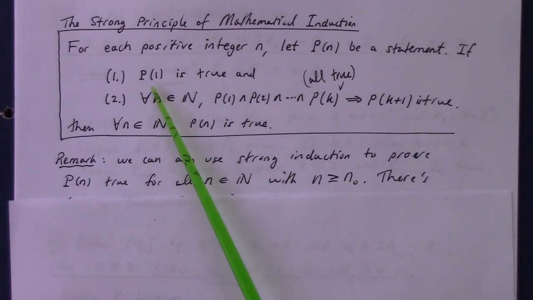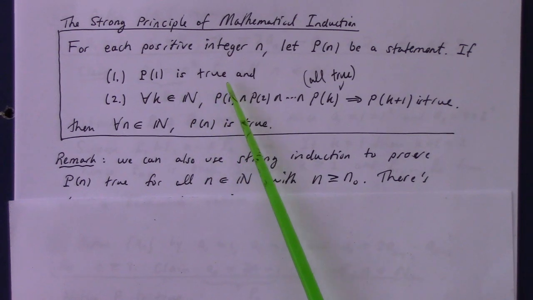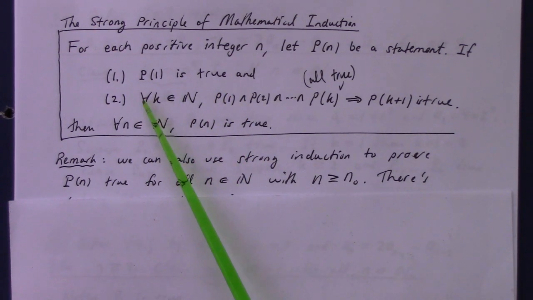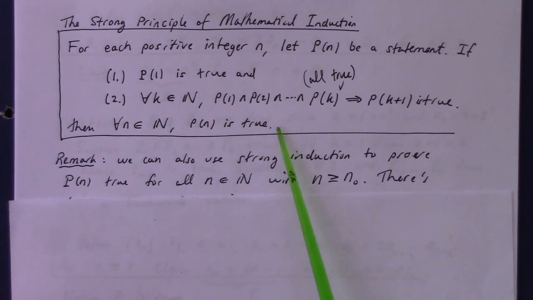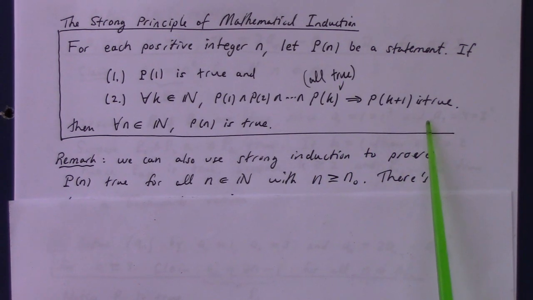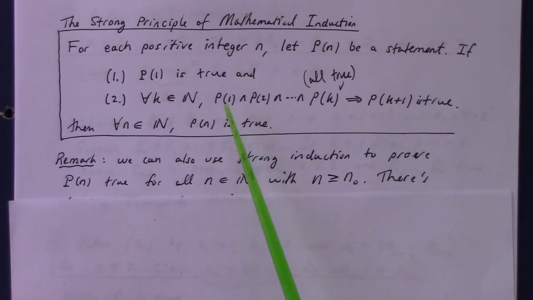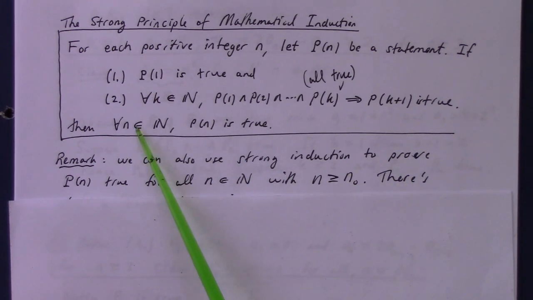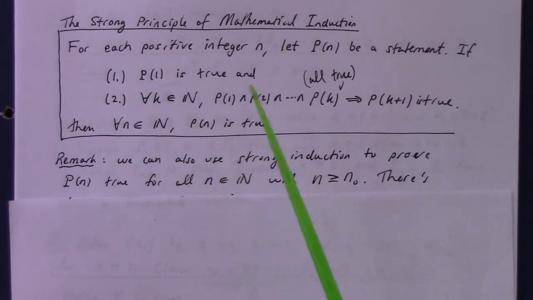We need to show P of 1 is true, and we need to show that whenever P1 through Pk are all true, that implies that Pk plus 1 is true. If you can achieve 1 and 2 in an argument, then that means that for all n in the natural numbers, P of n is true, because these two assumptions prove that the inductive set is the whole natural numbers.